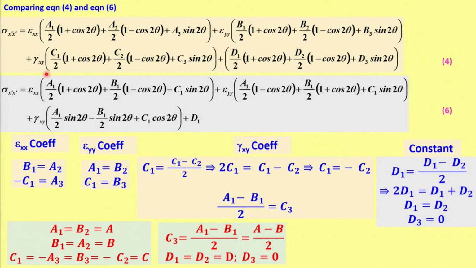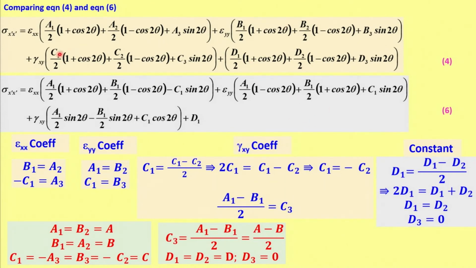Now for gamma xy, we take c1 minus c2 by 2, because this is the cos 2 theta coefficient, and it equals c1, the coefficient of cos 2 theta. So c1 equal to c1 minus c2 by 2, and you get 2c1 equal to c1 minus c2. If you pull this c1 to this side, you get c1 equal to minus c2.